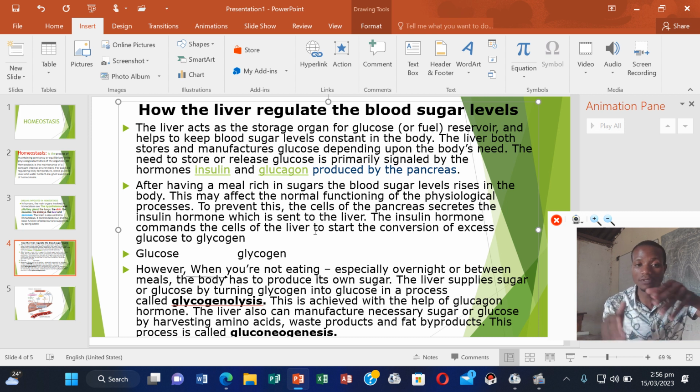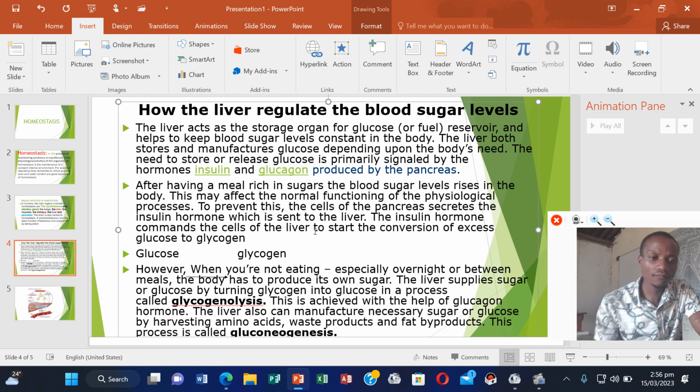Now specifically, the liver regulates a lot of substances in the body. So in this case, we are referring to only sugar levels. The liver also plays a role in regulating temperature, producing heat. The liver also plays a role in regulating ions. Now, in this slide, we'll just be looking at the maintenance of blood sugar levels in the human blood.